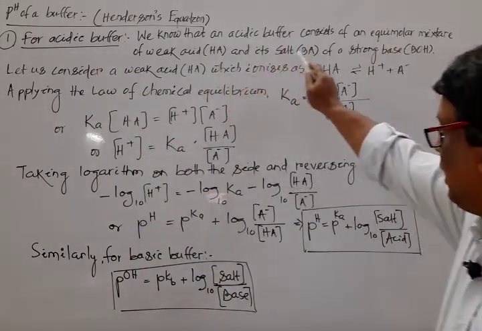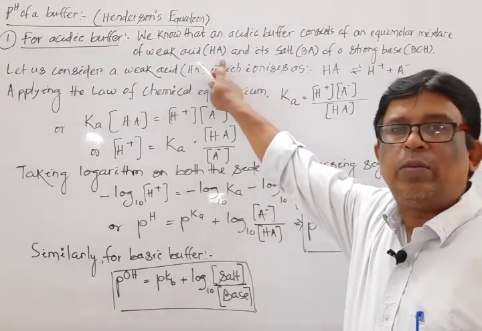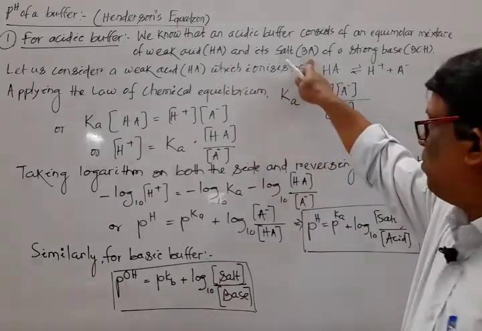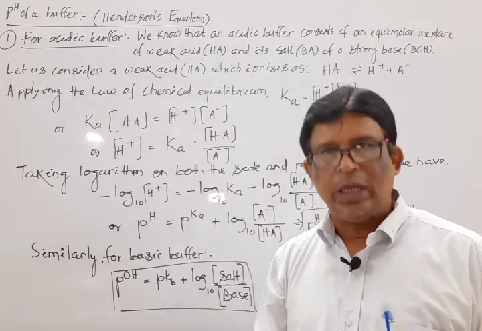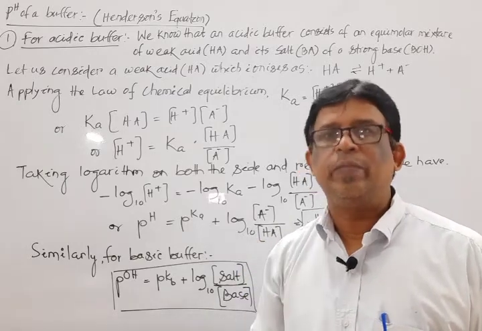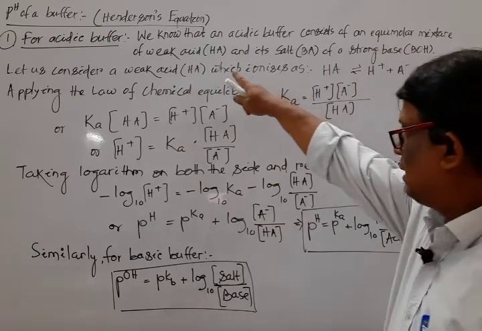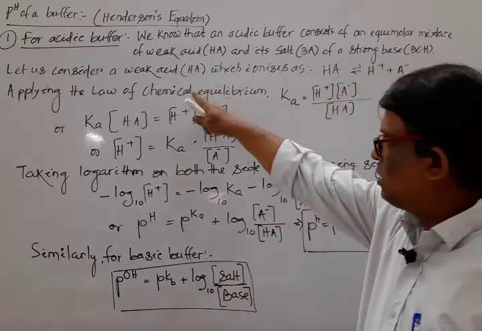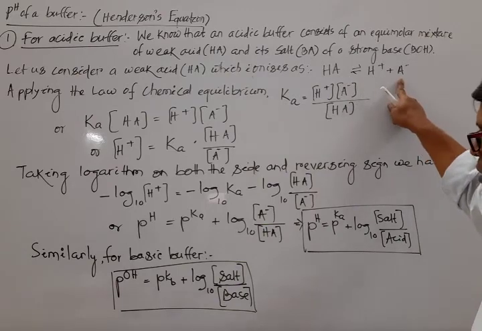We know that an acidic buffer consists of an equimolar mixture of a weak acid and its salt. The symbolic notation of an acid is HA because it ionizes to give H plus, the symbolic notation for a base is BOH because it ionizes to give OH minus, and the symbolic notation for a salt, by combination of acid and base, is BA. Let us consider an equimolar mixture of weak acid HA and its salt BA of a strong base BOH. So let us consider weak acid HA, which ionizes as HA giving H plus and A minus.